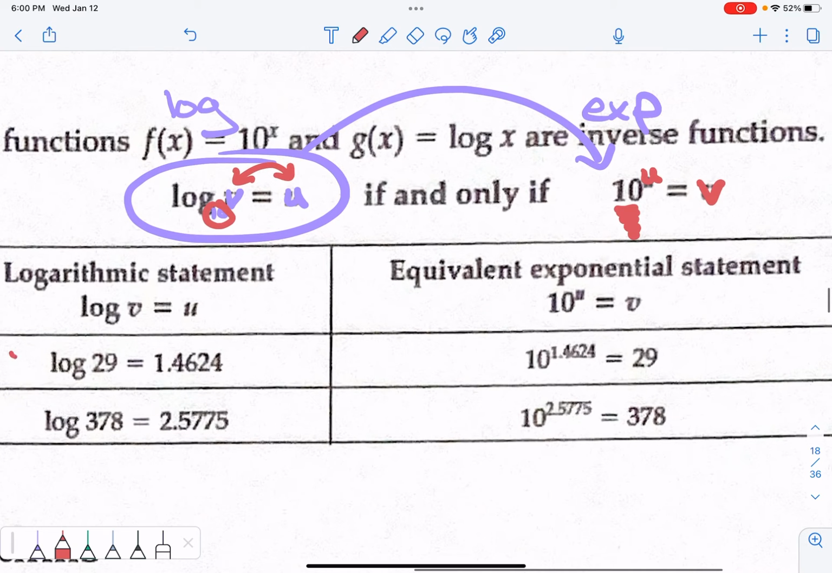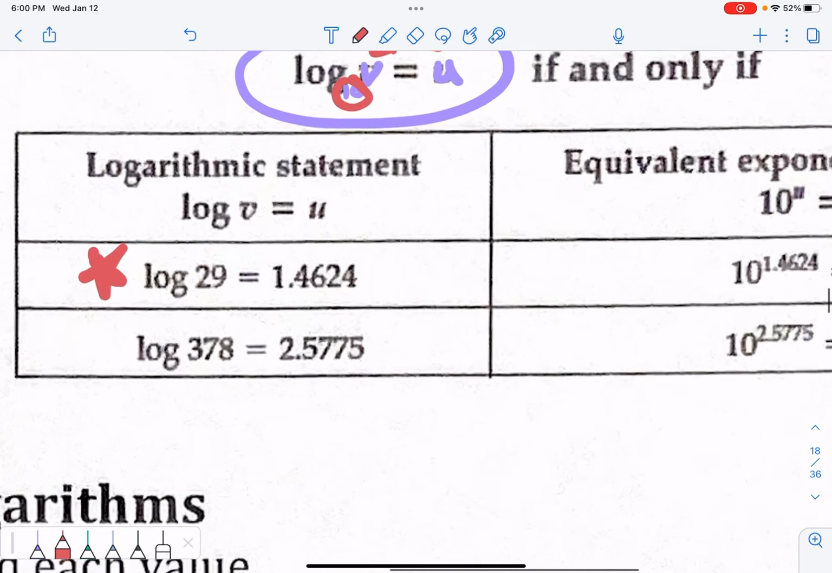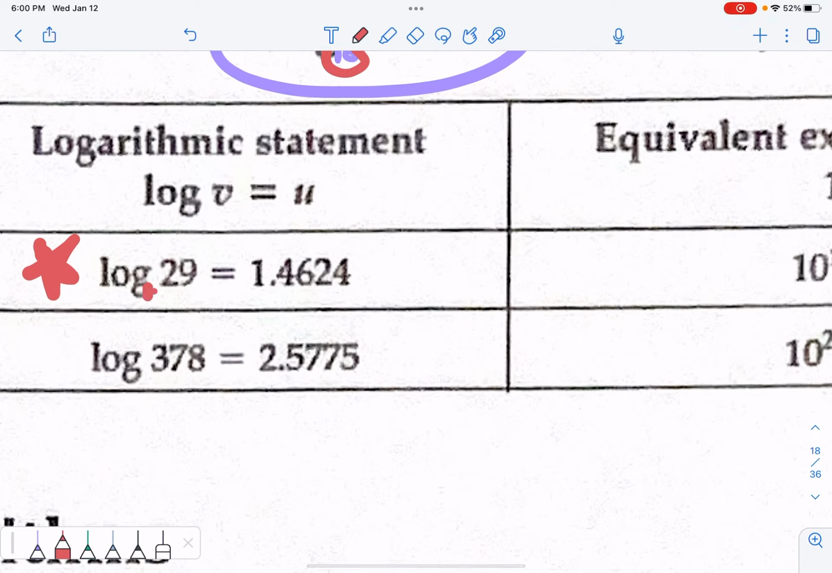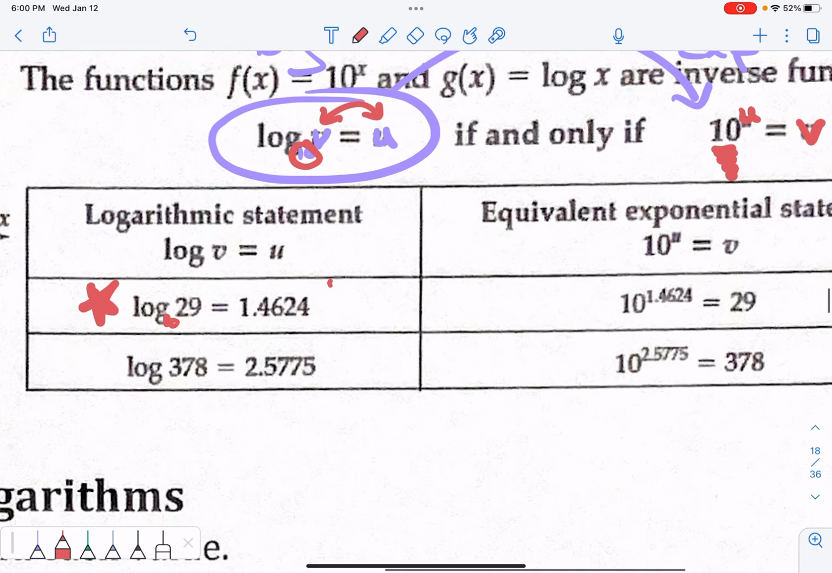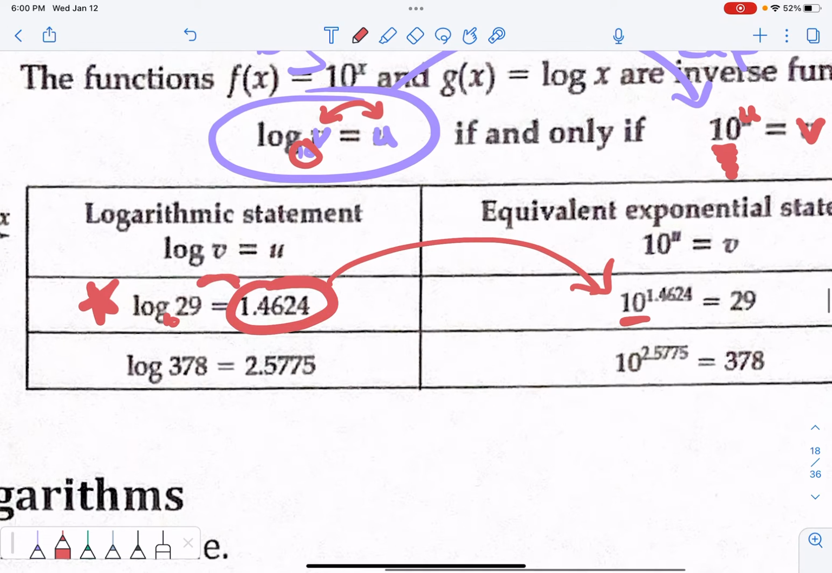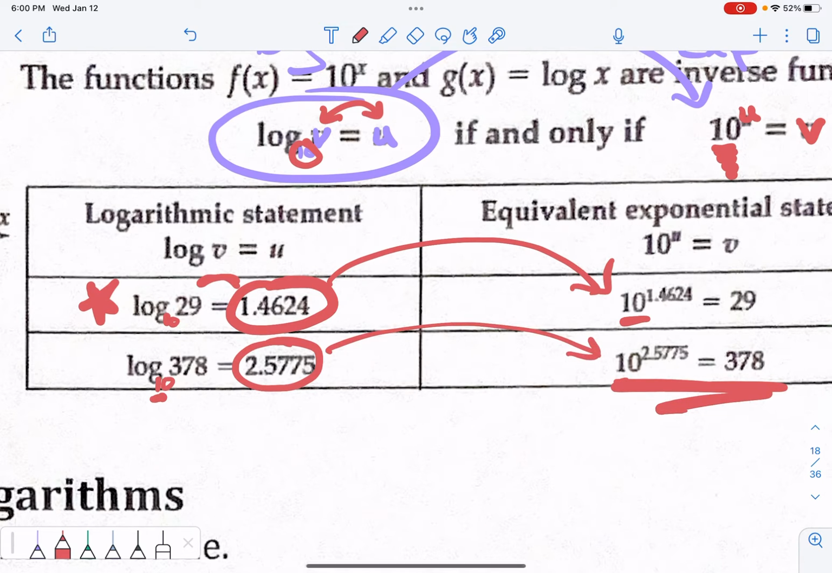Let's go down to this example, the second line in this box. If we have log of 29, again, that's log base 10 of 29 equals 1.4624. The base stays the same number, so we go over here to its exponential function. 10 to the 1.4624 equals 29. These two switched places with each other. Same thing here. This is a log base 10. This says 10 to the 2.5775 equals 378, like what it says over here. So that's how it works back and forth between logs and exponential functions. The first number stays in the same spot. The second two numbers switch places with each other.